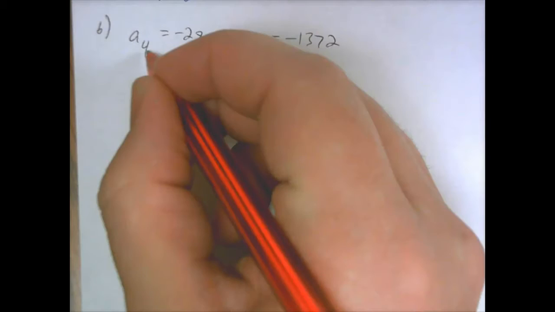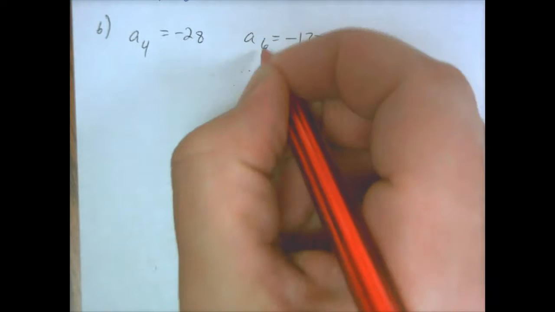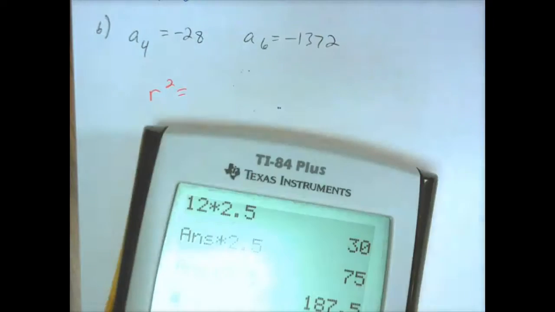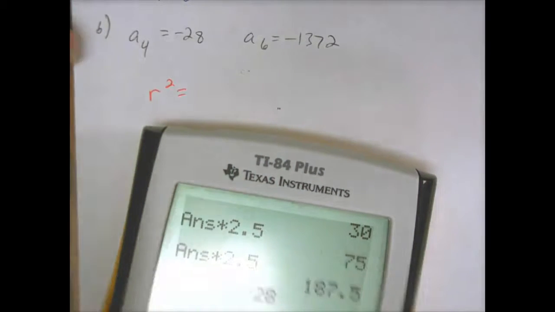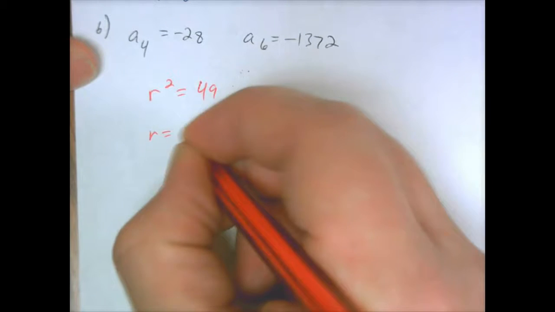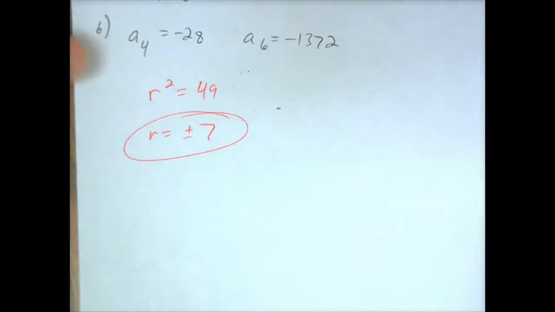Doing the same thing here. Notice here, though, from the 4th to the 5th term, it multiplied by the rate, and from the 5th to the 6th, it multiplied by the rate. So I have r squared equals the division of these two, -1372 divided by -28. The result is 49. So then my ratio could be either plus or minus 7 when I take the square root.